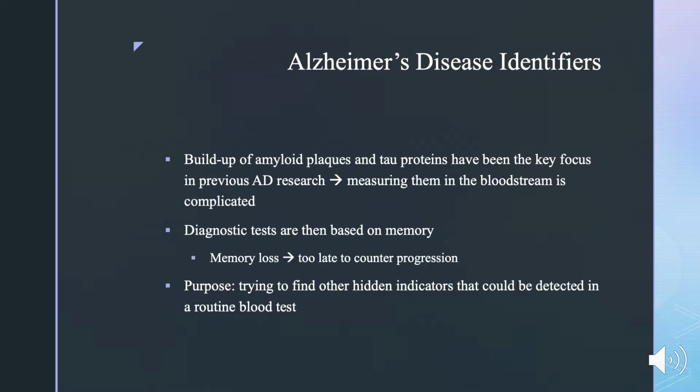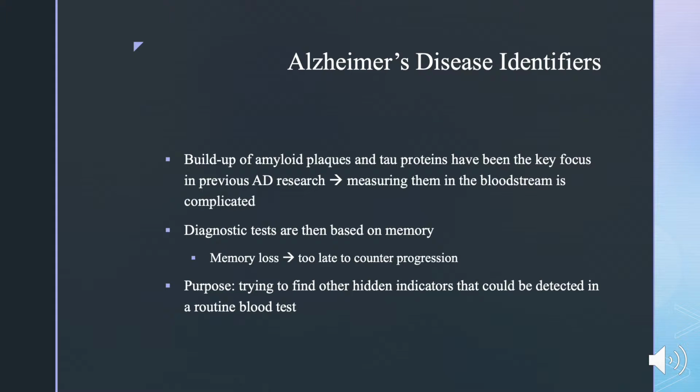The original primary article emphasized that although buildup of amyloid plaques and tau proteins have been the key focus in previous Alzheimer's disease research, measuring these in the bloodstream is complicated. Therefore, these diagnostic tests are based on memory. The secondary article went further to explain that memory loss indicates the person has most likely had Alzheimer's disease for decades, therefore it is too late to try and counter progression of deterioration. They further mentioned that the point of the research was to find other hidden indicators in Alzheimer's disease that would be able to be detected in a routine blood test.